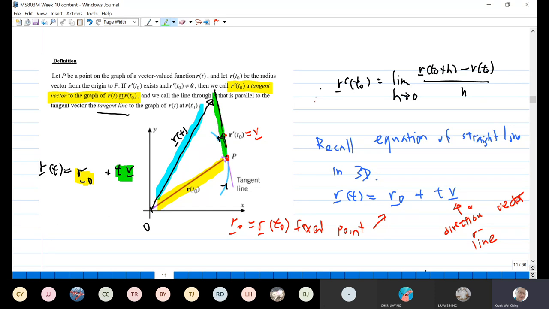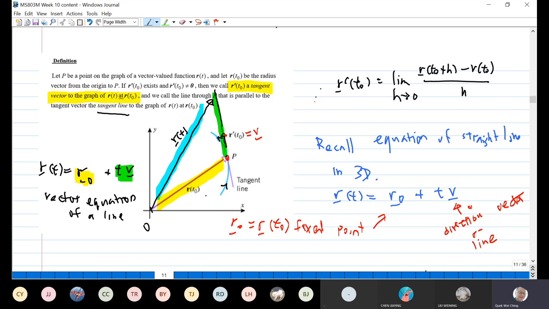Okay, this is usually called the vector equation of a line. In this case, it's the tangent line. This is something you learned in AM2, but probably you have forgotten already.